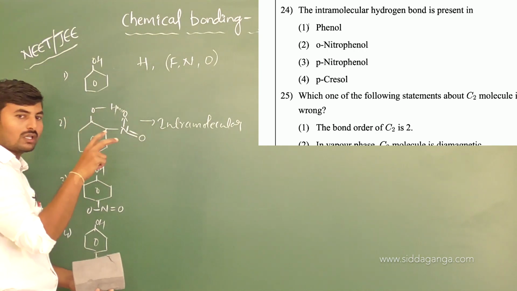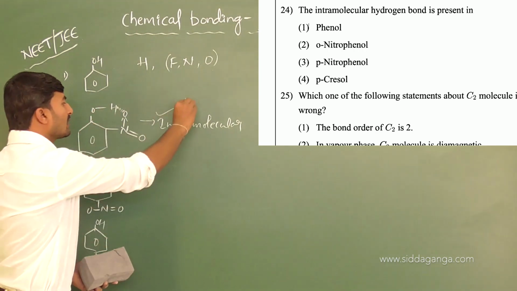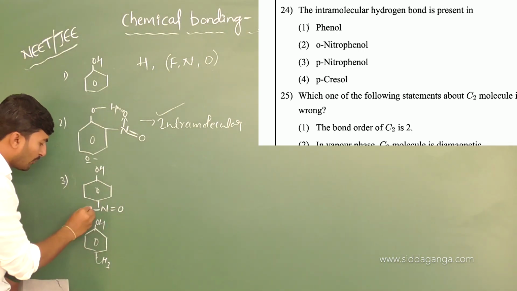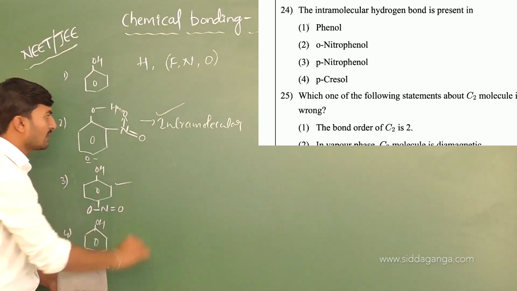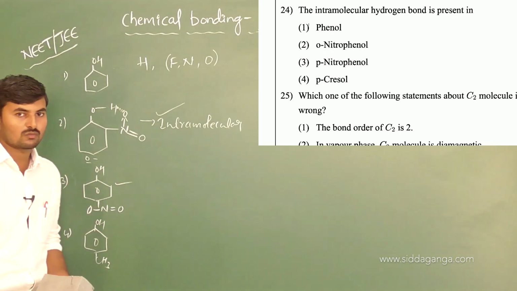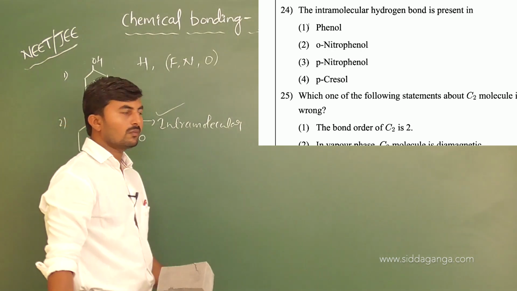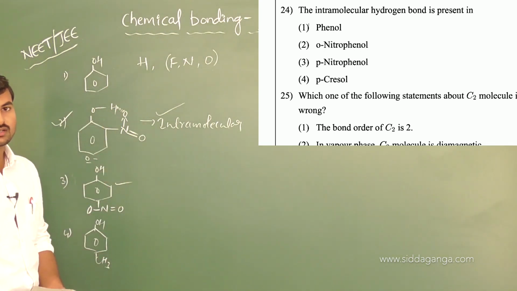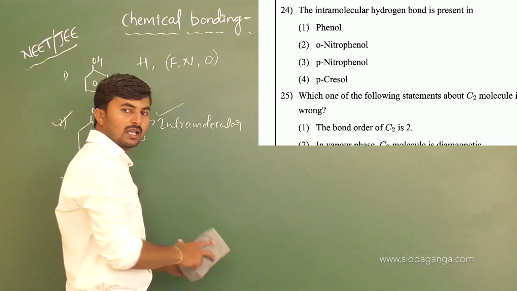Since the hydrogen bonding is within the molecule, we call this intra. If we consider the example of paranitrophenol, it can exhibit intermolecular hydrogen bonding. So for this question, which will be the correct option? Second option will be the correct option, that is orthonitrophenol. So the next one.